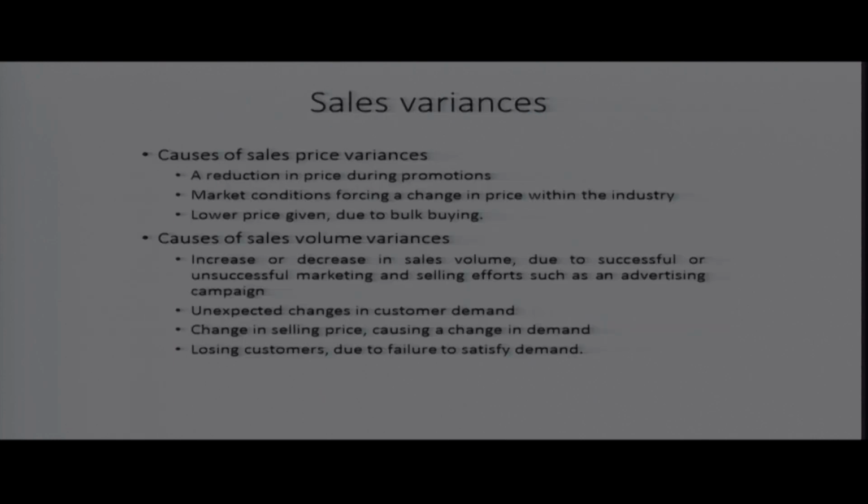What does the sales variance tell us? Causes of sales variance: a reduction in the price during promotion, market conditions focusing on change in price within the industry, lower price given due to bulk buying. Causes of the sales volume variance: increase or decrease in sales volume due to successful or unsuccessful marketing, unexpected change in customer demand, change in selling price, as well as losing customers due to failure to satisfy their demand.